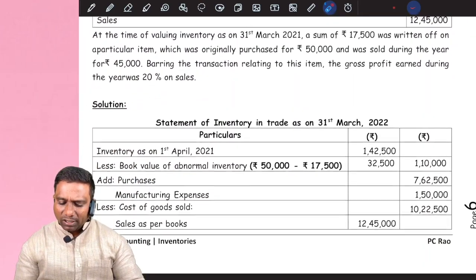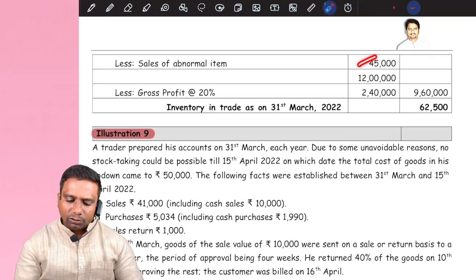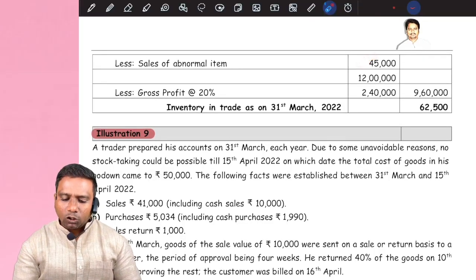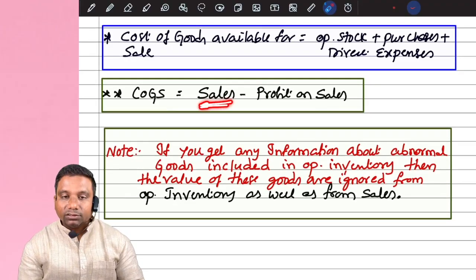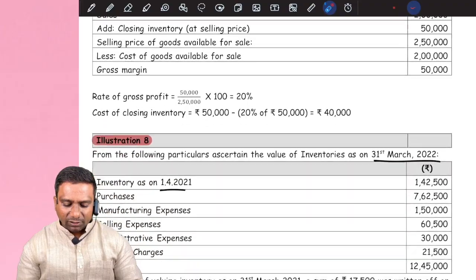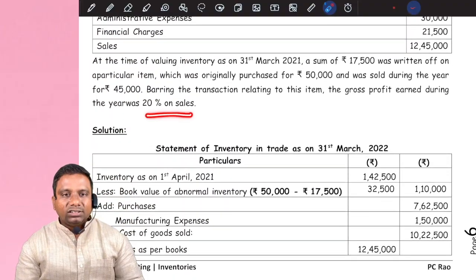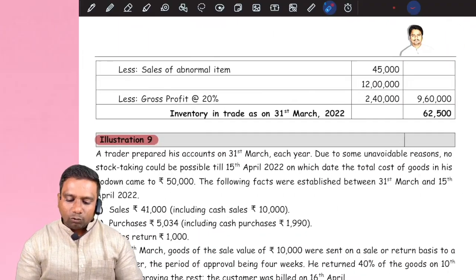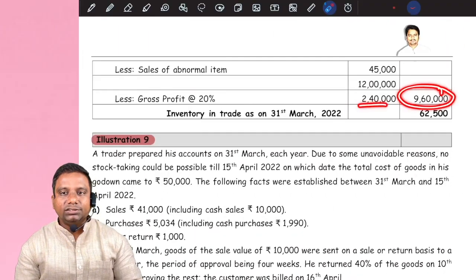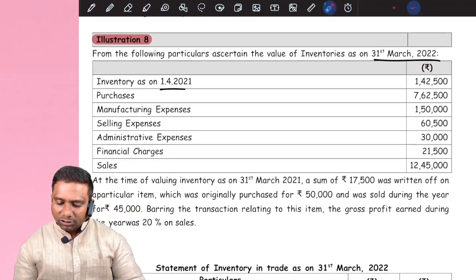Total sales 12 lakh 45 thousand minus 45,000 abnormal sales. Remaining sales are 12 lakh. This is the selling value. Look at sales 12 lakh minus profit on sales. In the problem they said 20% is the profit on sales. 12 lakhs into 20% is 2,40,000. So deduct 2,40,000 and you get COGS.